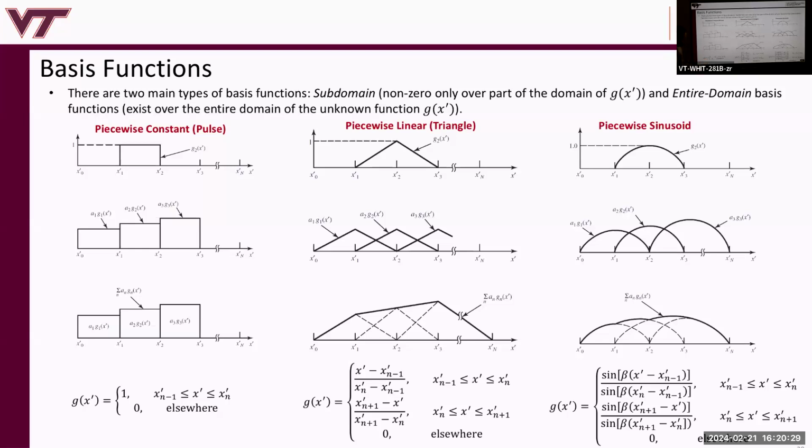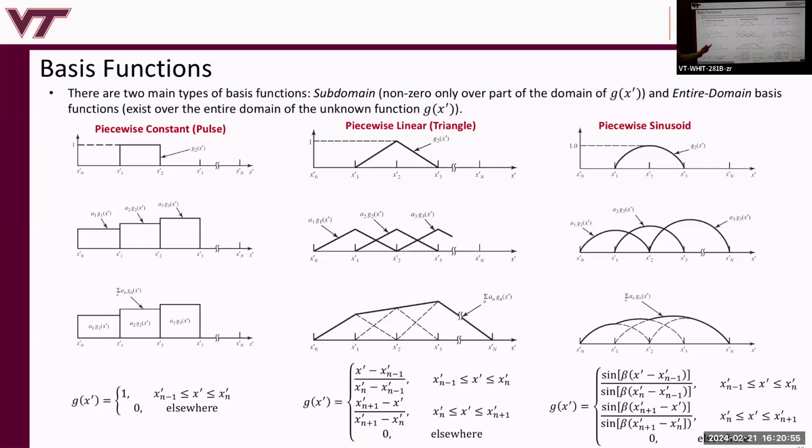They look like this. G of x prime is equal to 1 whenever x prime is in the domain of x(n-1) to xn. For example, this is G2, so x(n-1) is x1 prime, and this is x2 prime. Otherwise, it's 0 everywhere else. Remember, these functions have to span the full domain, but they can be defined to be 0 there.